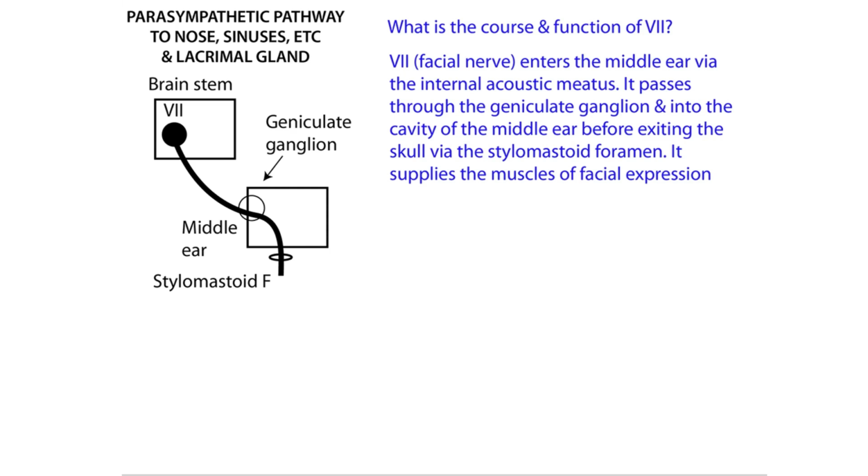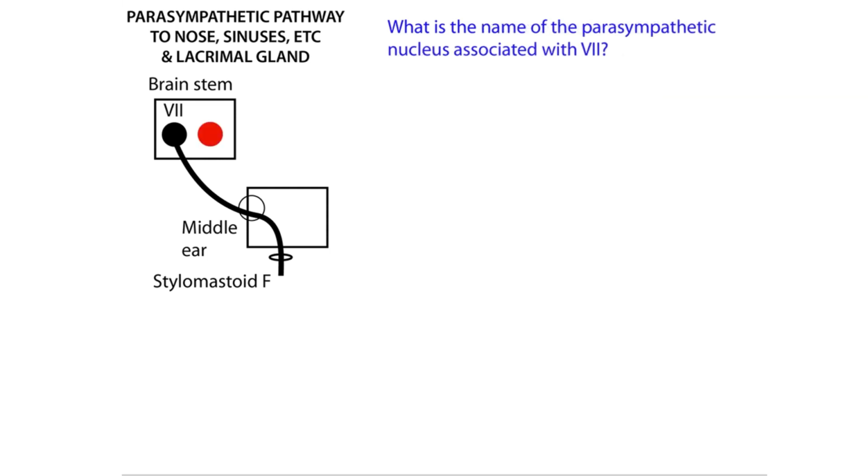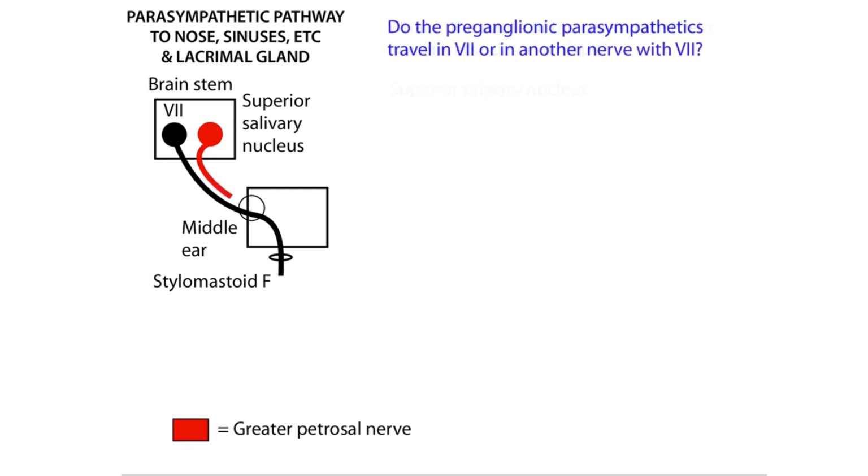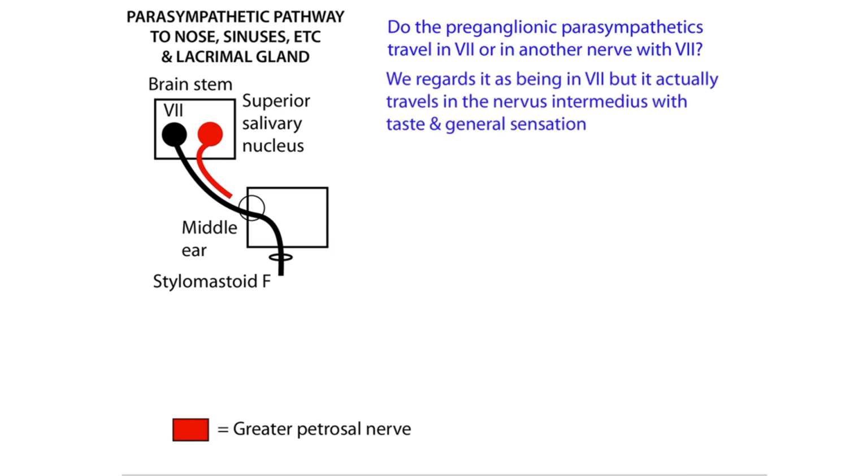It's going to provide motor supply for the muscles of facial expression. Then we ask ourselves, what is the parasympathetic nucleus associated with 7? And this is the superior salivary nucleus, shown here in red. We can ask whether these preganglionic parasympathetic fibers travel in 7 or in another nerve with 7. Although we regard them as being in 7, they actually travel in a small nerve, the nervus intermedius, with both taste and some general sensation in 7.